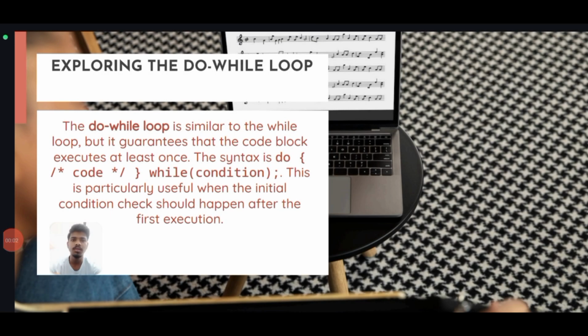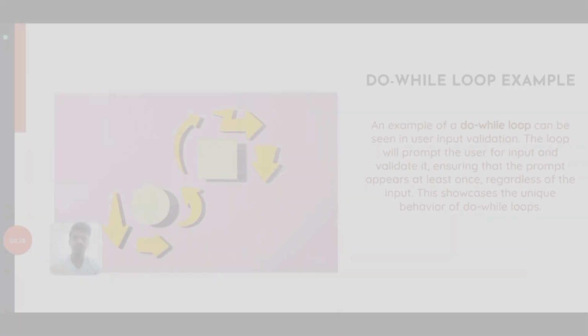The next point is exploring the do while loop. A do while loop is similar to the while loop, but it guarantees that the code block executes at least once. The syntax is do, then the code between two curly brackets as shown in the slide, and while condition. This is particularly useful when the initial condition check should happen after the first execution.